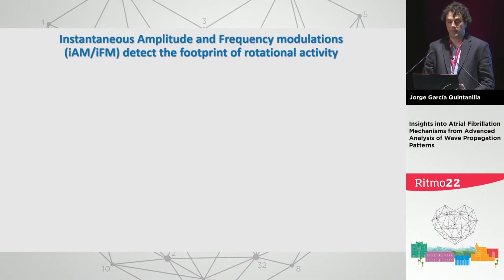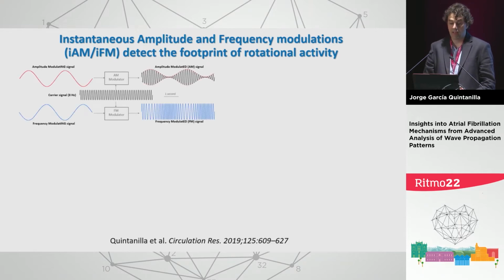For these reasons, and since in clinical practice we are usually forced to use low spatial resolution recordings from multi-electrode catheters, we thought of a methodology that could detect the footprint of rotational activity with high sensitivity and specificity regardless of the spatial resolution available. And we did that by detecting this rotational footprint individually for each signal or electrode, which made the approach resolution independent. Well, we realized that amplitude and frequency modulations, like the ones used in radio broadcasting, were actually present in atrial signals during AF, although of course in a completely different range of frequencies.